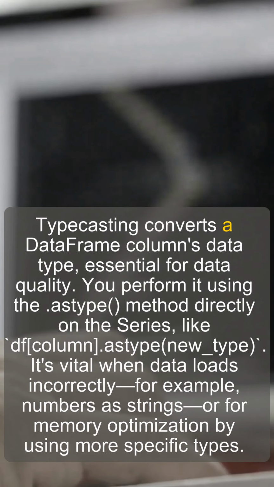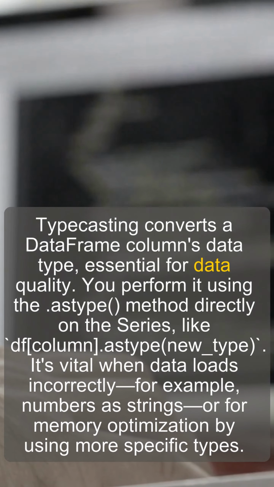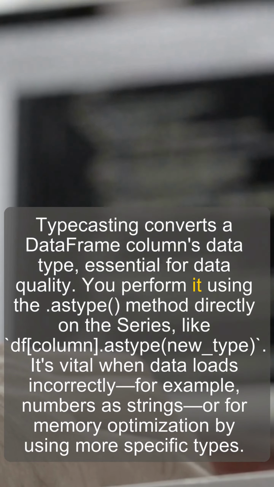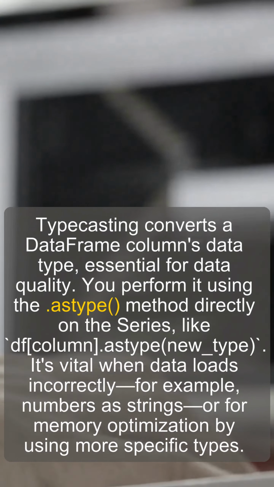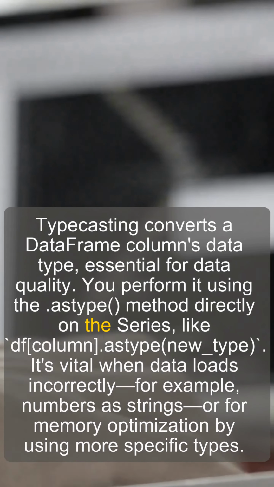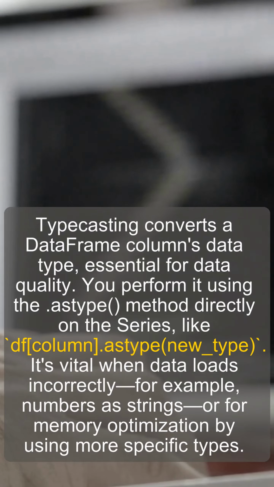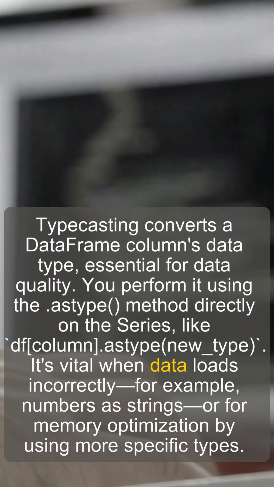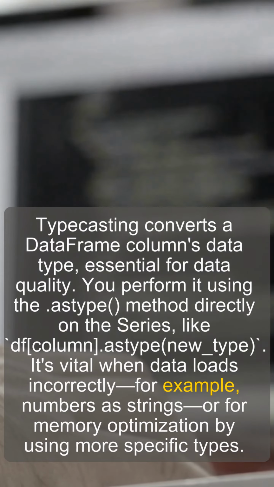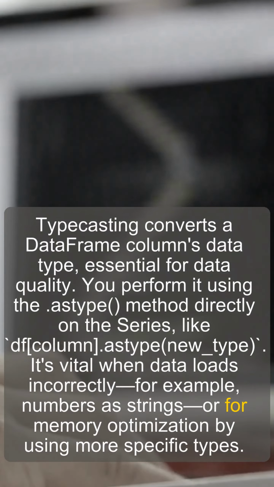Typecasting converts a data frame column's data type, essential for data quality. You perform it using the .astype method directly on the series, like df['column'].astype(new_type). It's vital when data loads incorrectly, for example numbers as strings, or for memory optimization by using more specific types. This ensures accurate calculations, proper filtering, and compatibility with other analytical tools.